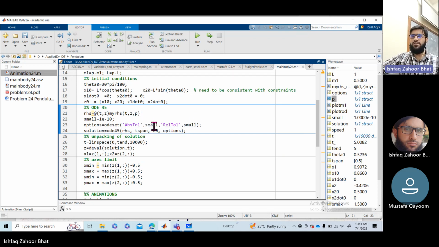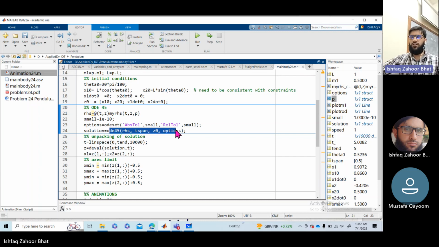I have used the same value for both. I want the absolute error to be 10 raised to the power minus 10, and similarly here I want the same value. You can use minus 13, but I think minus 12 or minus 10 is good. You can decrease this and see how your solution deviates from the true solution. You can check it.